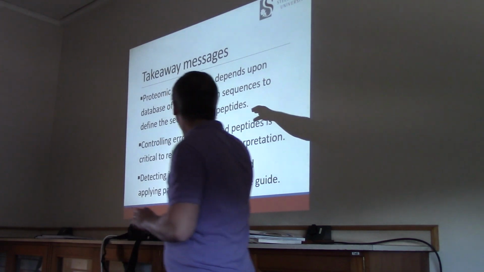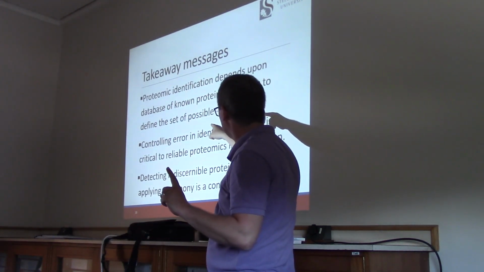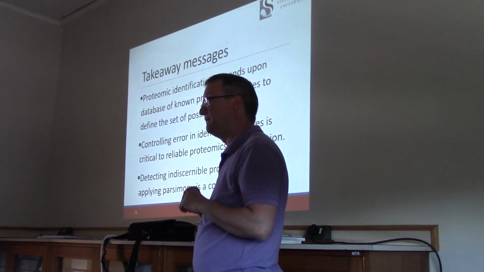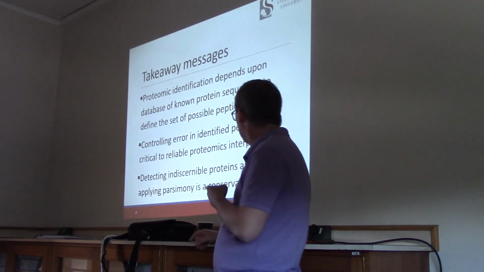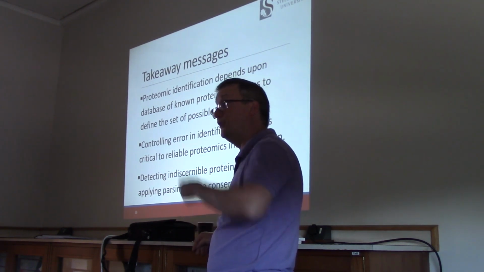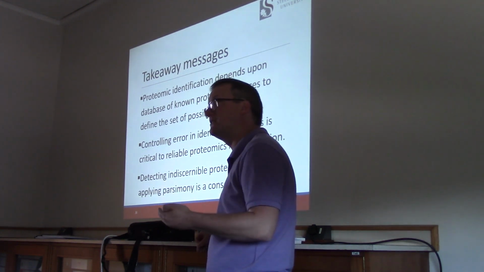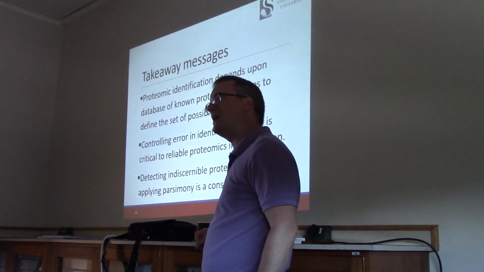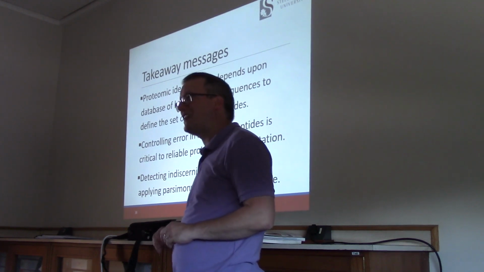So proteomic identification depends upon a database of known protein sequences to define the set of possible peptides that can be compared to tandem mass spectra. Controlling the error in identified peptides is critical to reliable proteomics interpretation. As somebody who's written a few systems for filtering PSMs and coming to careful conclusions about error rates and so on, I've had several people approach me to say, your software throws away my peptide. And when we look at the evidence for his peptide, we see it's trash.